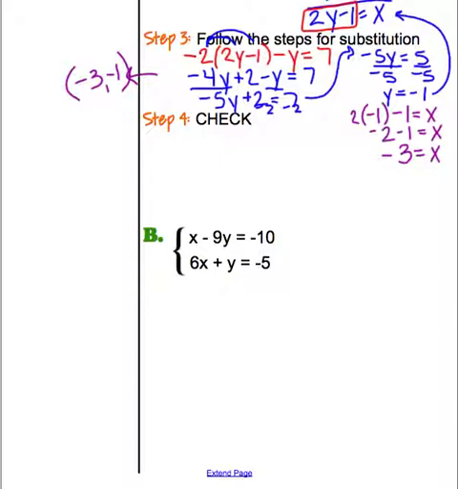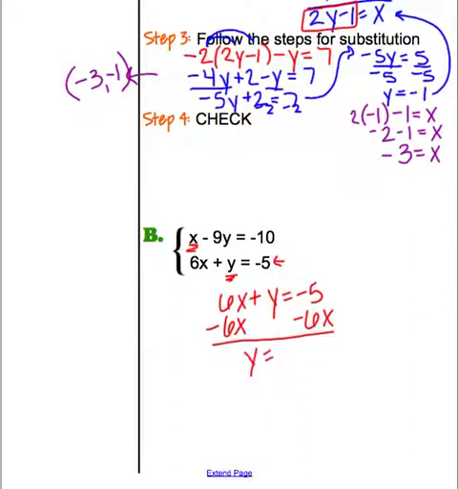Let's take a look at the next example here. We have x minus 9y equal to negative 10, and 6x plus y equal to negative 5. As I mentioned earlier, you tend to want to stick to the ones that are positive. In this case, we have 2 of them, so I'll let you take your pick. Being that we typically solve for y and we solved for x the last time, I'm going to go with this equation. So I'm going to take my 6x plus y equal to negative 5, and I'm going to subtract 6x from both sides. Putting that into standard form, I get y is equal to negative 6x minus 5.